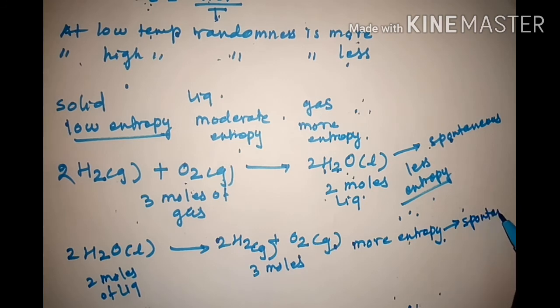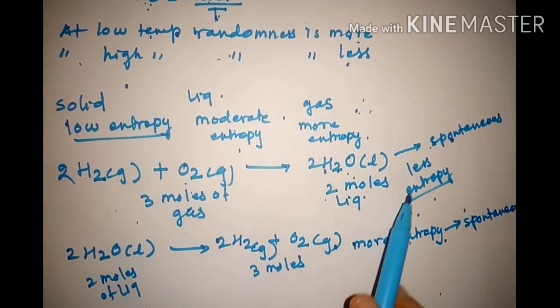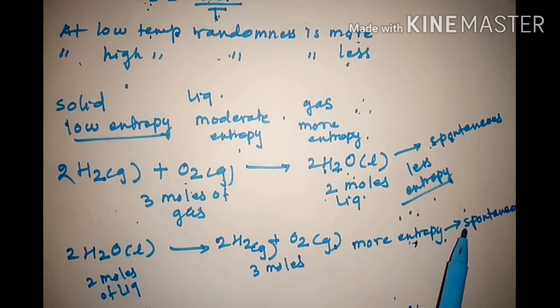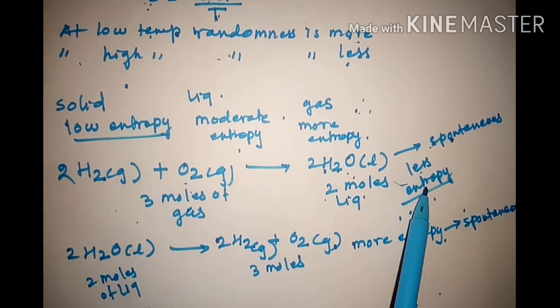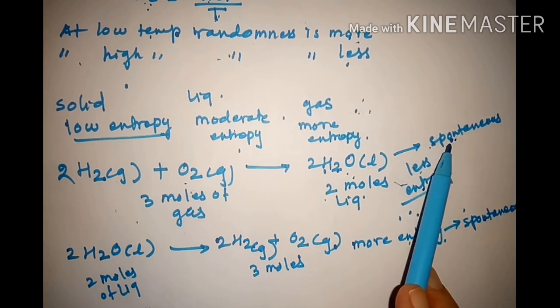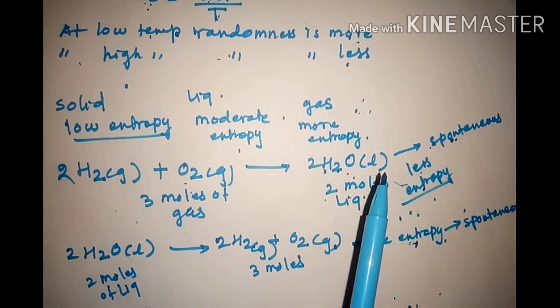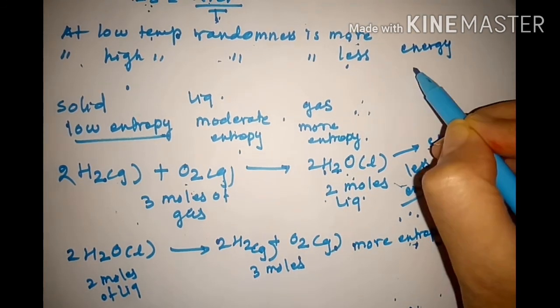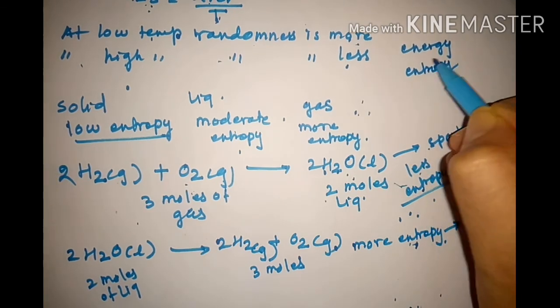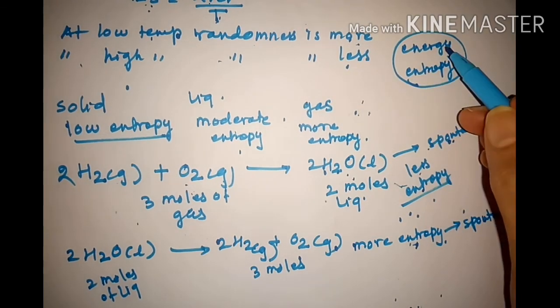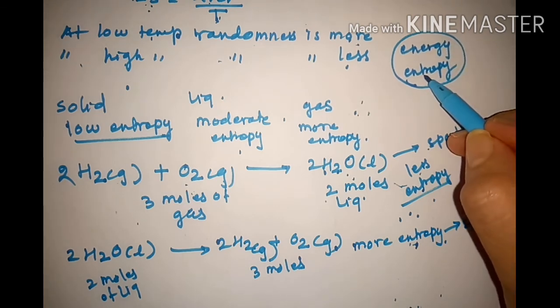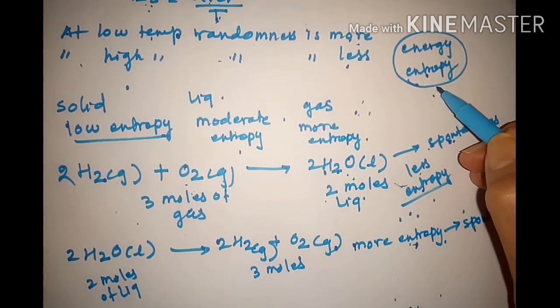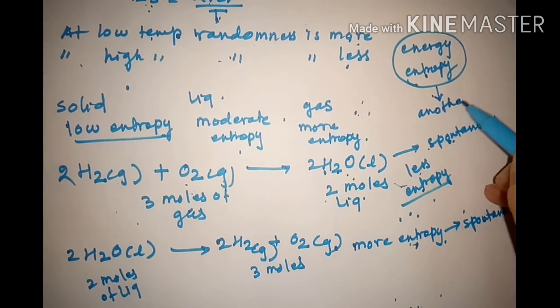Now looking at both examples, though there is an increase in entropy in this case, the process is spontaneous, it's fine. But in the earlier example, though there is a decrease in entropy, the process is still spontaneous. So there must be something else in addition to these two factors, energy and entropy, which decide the spontaneity of the reaction. There must be another factor which decides the spontaneity of the reaction.